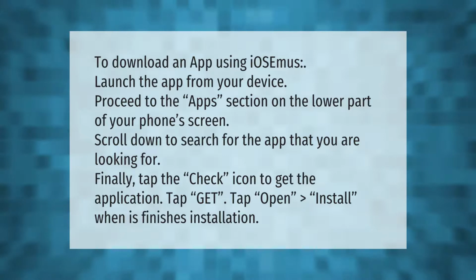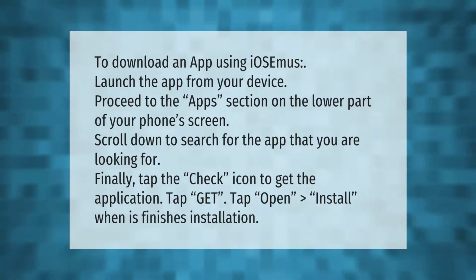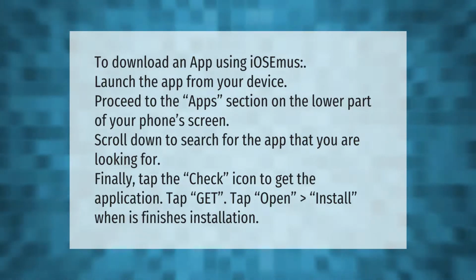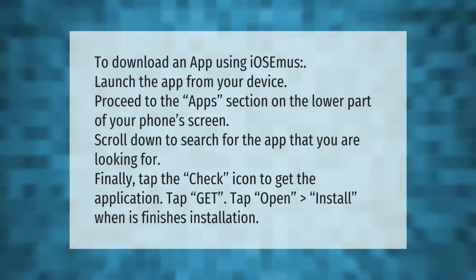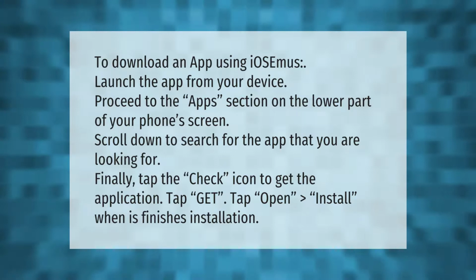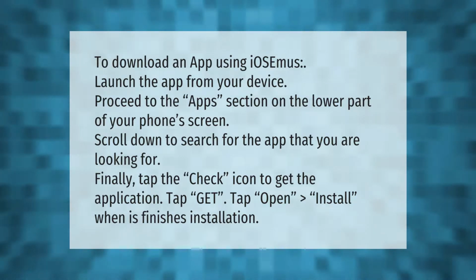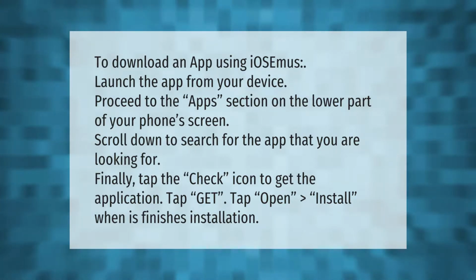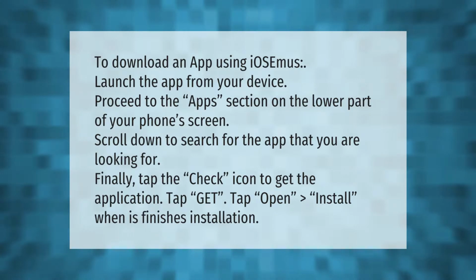To download an app using iOS emus, launch the app from your device. Proceed to the Apps section on the lower part of your phone screen. Scroll down to search for the app that you are looking for. Finally, tap the check icon to get the application. Tap Get, then tap Open, then Install, when it finishes installation.